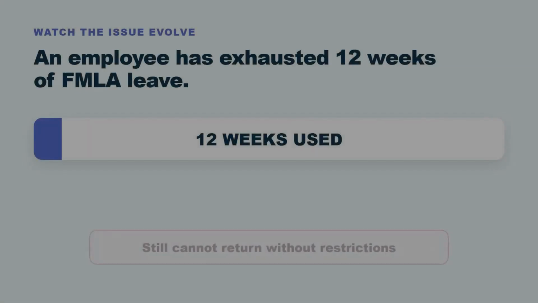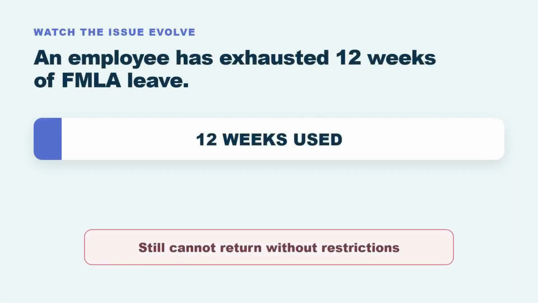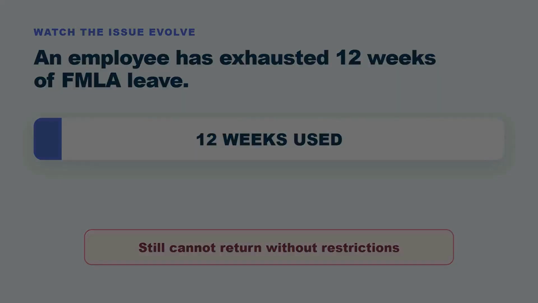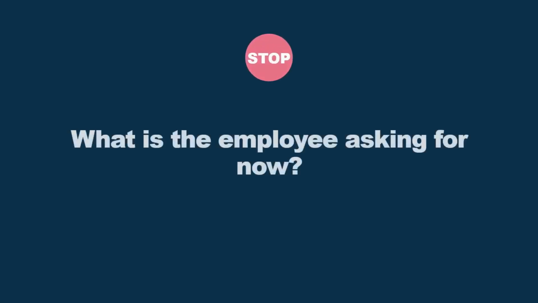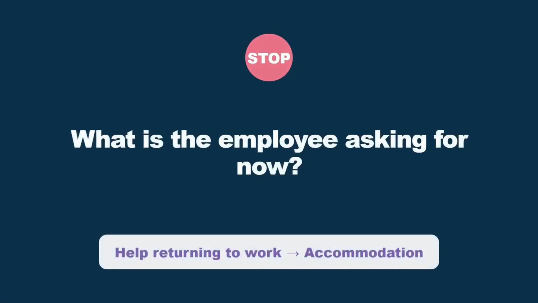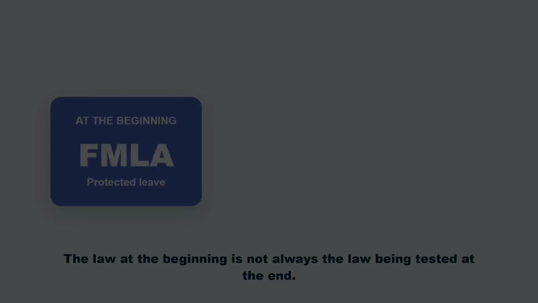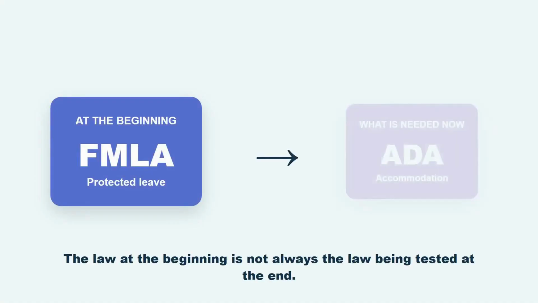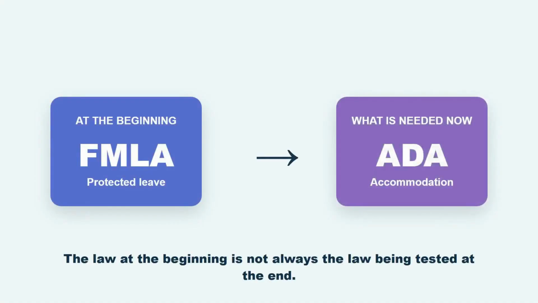For example, an employee has exhausted 12 weeks of FMLA leave, but still can't return to work without restrictions. Many candidates immediately answer FMLA, but stop and ask, what is the employee asking for now? They may be requesting an accommodation that would allow them to return to work. Now the issue may have shifted. The best answer may be ADA. The law that applied at the beginning of the situation isn't always the law being tested at the end. Always pay attention to how the scenario evolves.